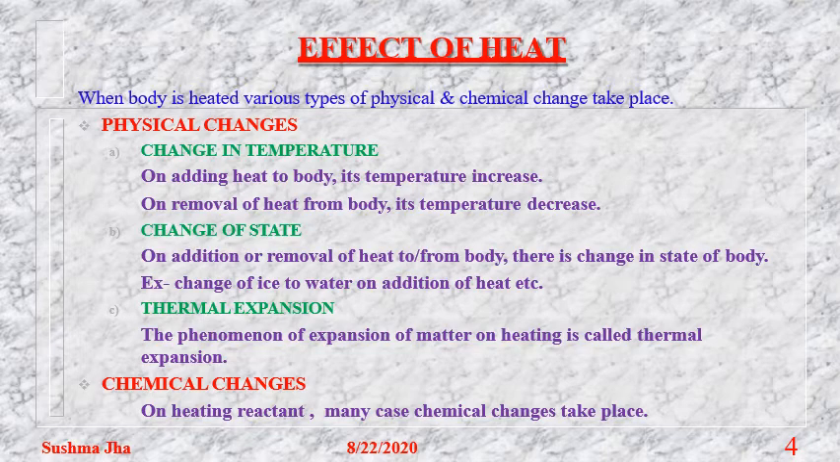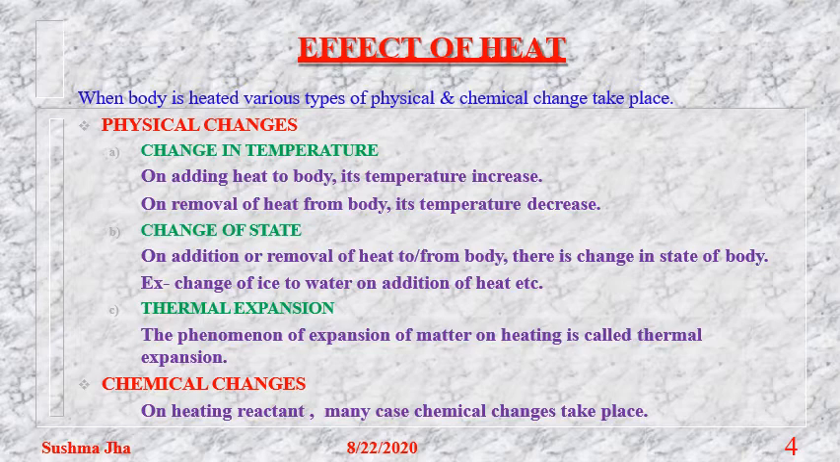Now let us see what the effects of heat are. When we provide heat to an object, certain changes take place, known as physical and chemical changes. First we will talk about physical changes due to heat. Now, change in temperature. On adding heat to any body, the temperature increases, and on removal of heat from any body, its temperature decreases. So there is a change in temperature.